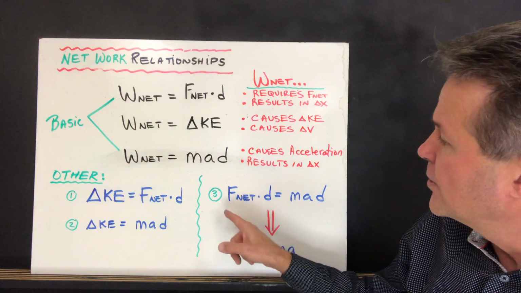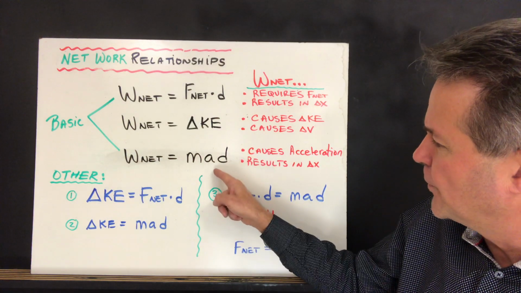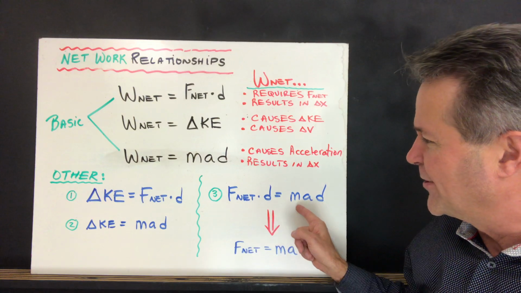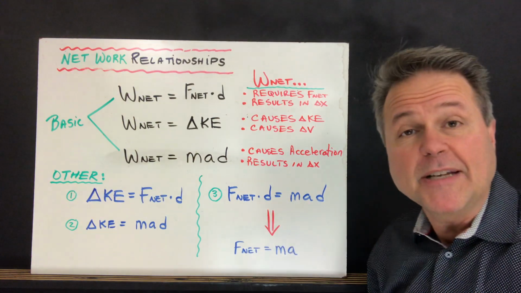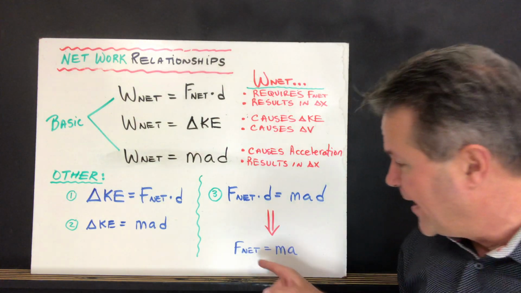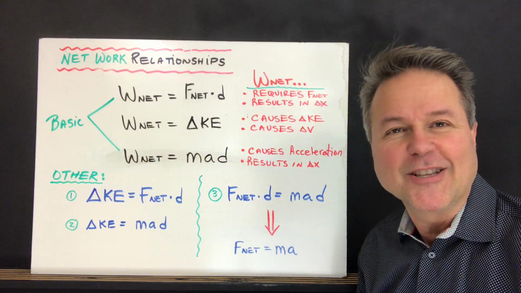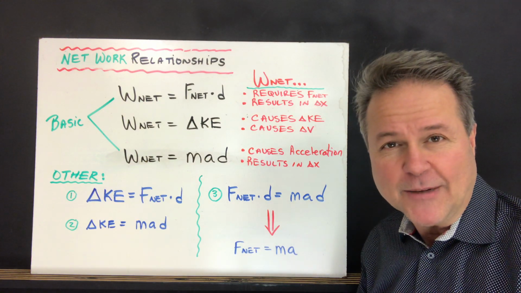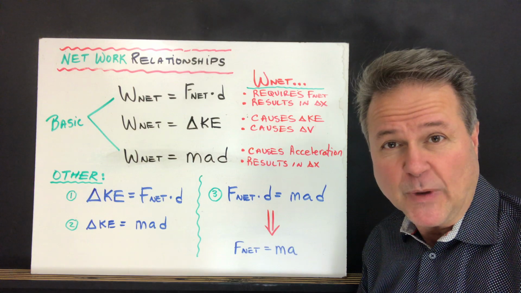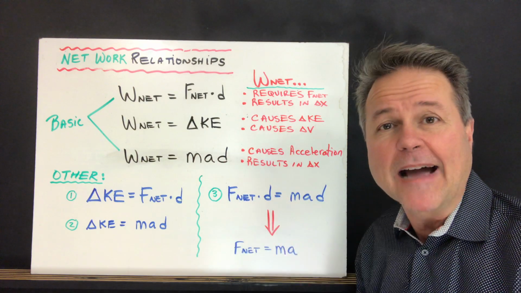And finally, we can take the first and third formulas and equate them to one another, and what you'll see is that displacement drops out and we're left with Newton's second law, force net is equal to the product of mass times acceleration, which brings everything back full circle.